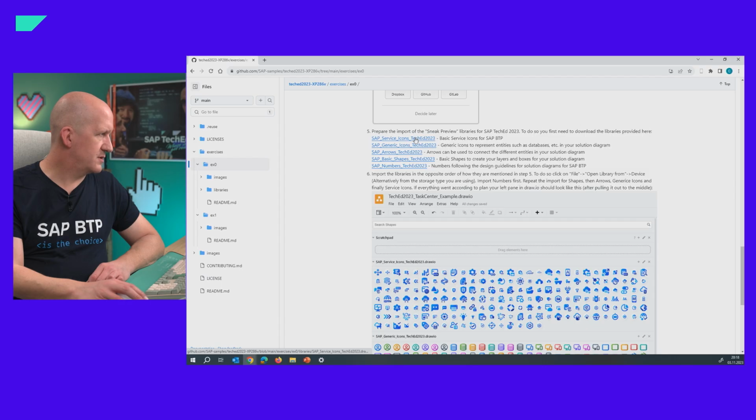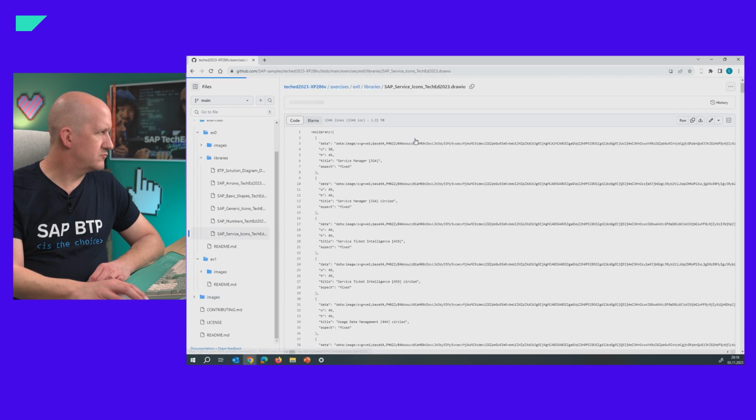So the question is, where do we get the service icons drawer? Oh, I don't see it in GitHub. That should be linked as part of the exercise. Last time I checked, it was still there. So that should be here. Yeah, and just download it. That should do the trick.